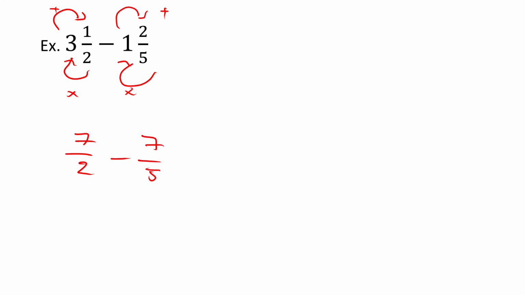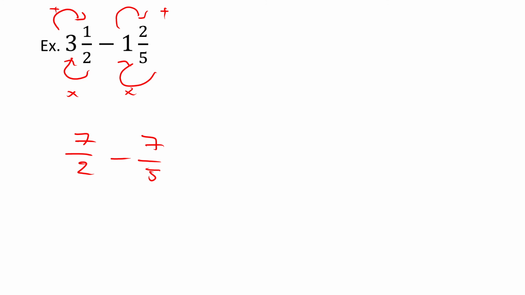Some people will probably think on this part, 7 over 2 minus 7 over 5, I did something wrong. But this is correct, okay? In fractions, you can have the same numerator and different denominators. The only thing you really need to do is change the denominators so that they look the same.